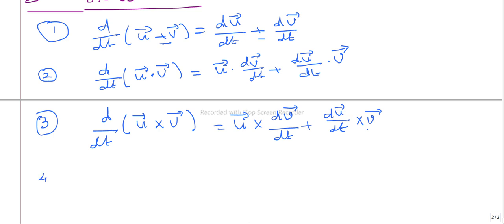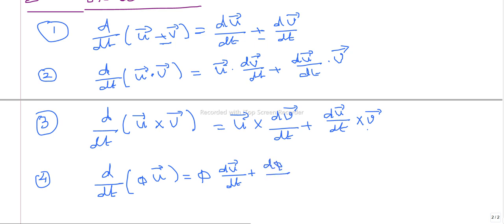Now the fourth one: suppose you have some scalar function, pi, also a function of t. Then the derivative of pi times the vector u is again the same thing: fix pi and differentiate u, plus differentiate pi with respect to t times the vector u.